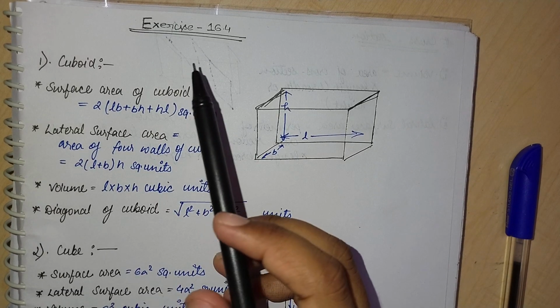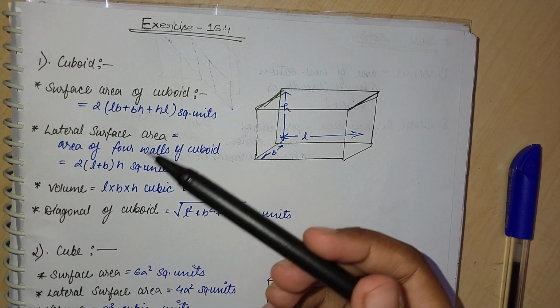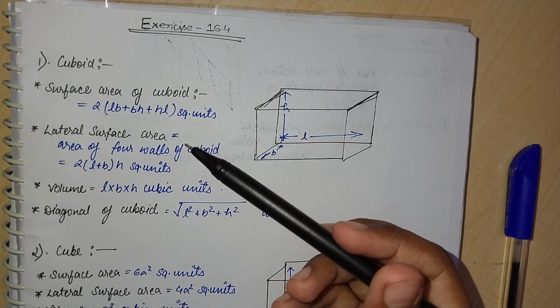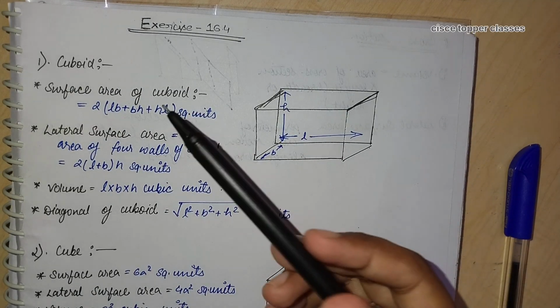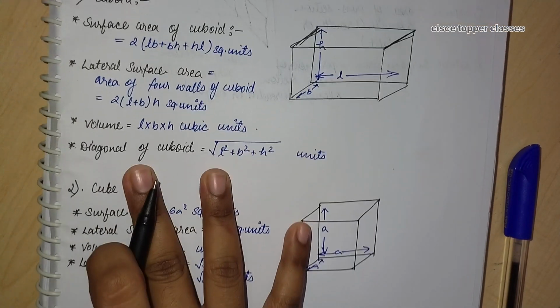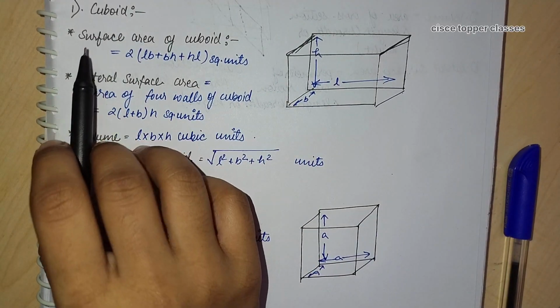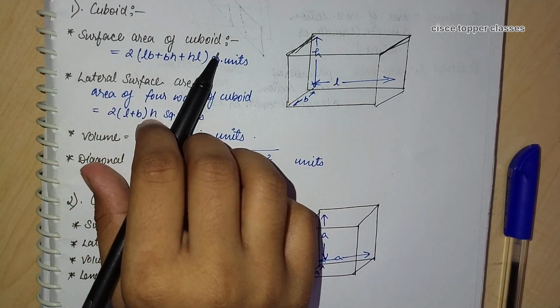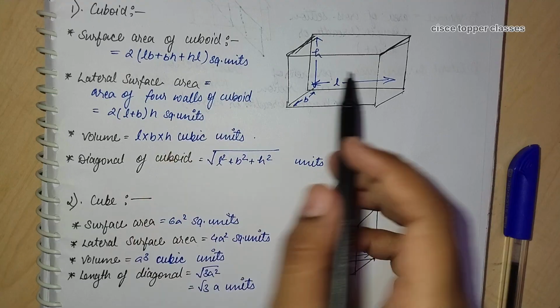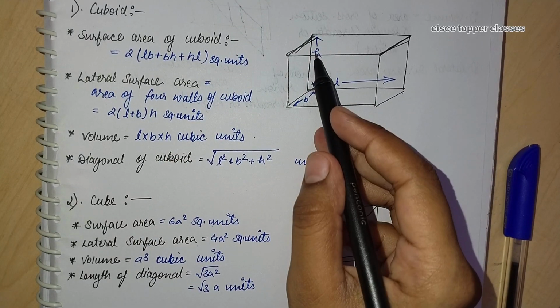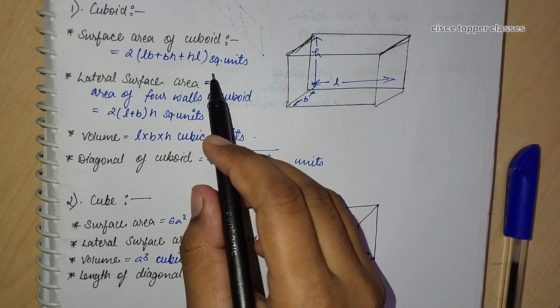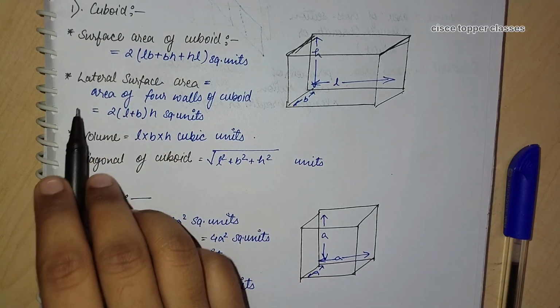Here we are going to solve Exercise 16.4, and these are the formulas which we are going to use frequently in this exercise. So let us learn some formulas here. This is a cuboid. If we want to find the surface area of a cuboid, we will use the formula 2 (length into breadth plus breadth into height plus height into length). So this is the formula for surface area.